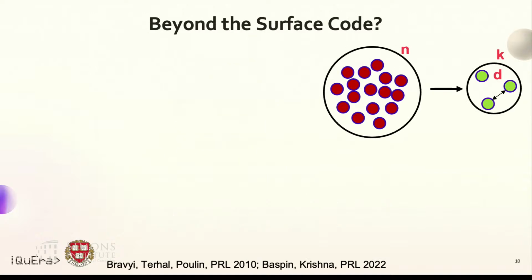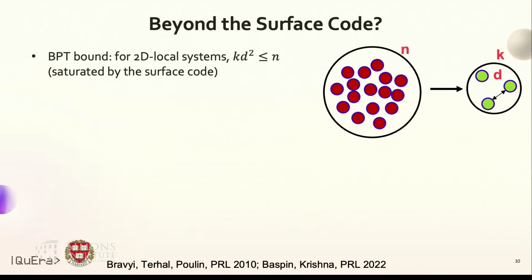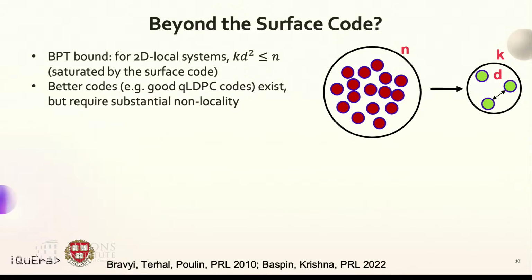Now, of course, we've heard already in quite a few talks about these bounds if you have just a 2D local system and you can't do much better than this well-known surface code that I won't go into detail here.